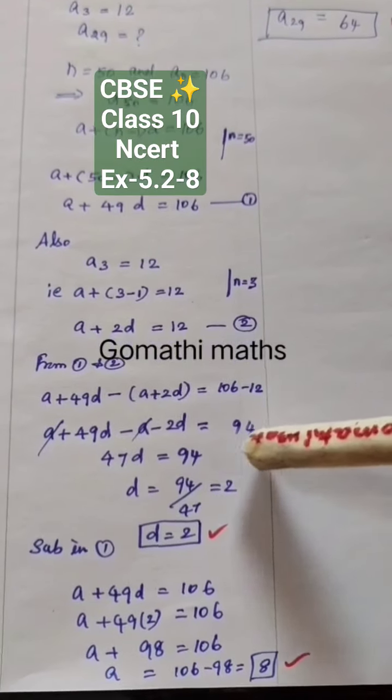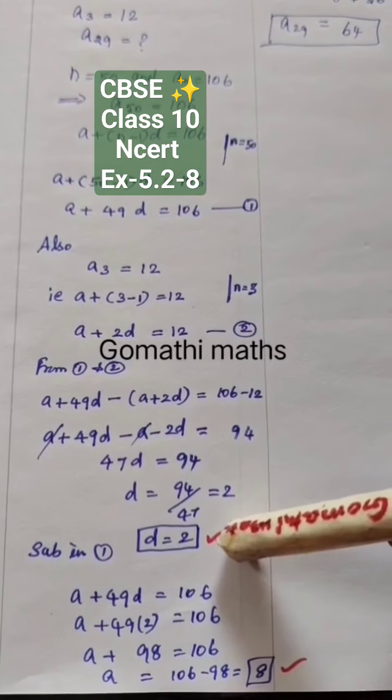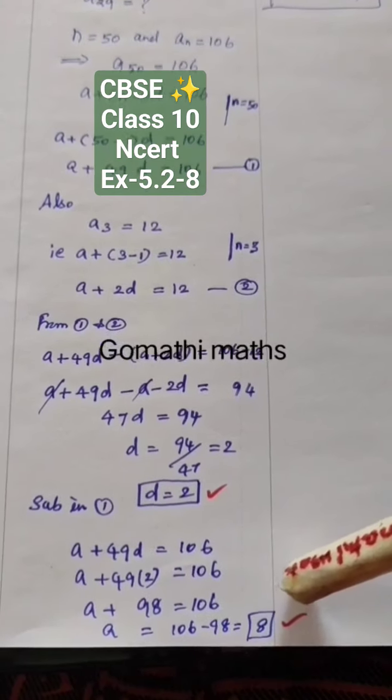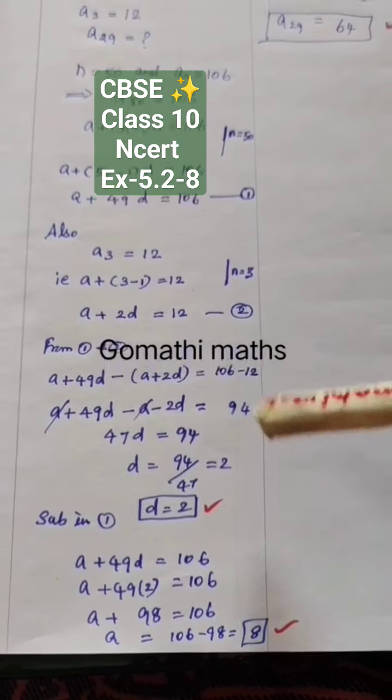So from 1 and 2, equate the terms and you are finding the value of D. Substitute D value in any one equation, you are getting A value equal to 8.